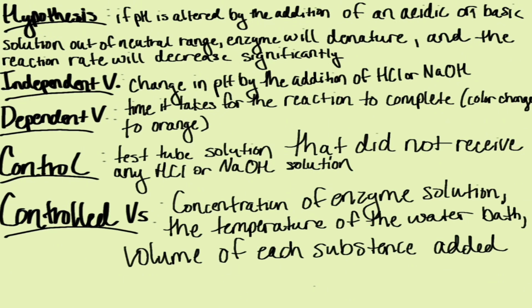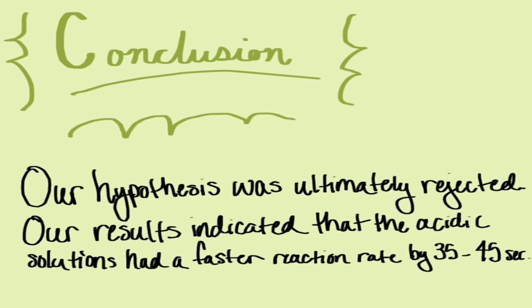The controlled variables include concentration of enzyme in solution, the temperature of the water bath, the volume of enzyme solution, the volume of substrate, and the volume of Benedict solution. Conclusion. Our hypothesis was ultimately rejected. Our results indicated that the acidic solutions had a faster reaction rate by about 35 to 45 seconds.